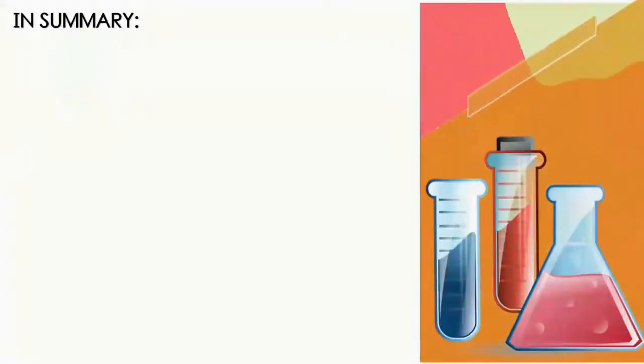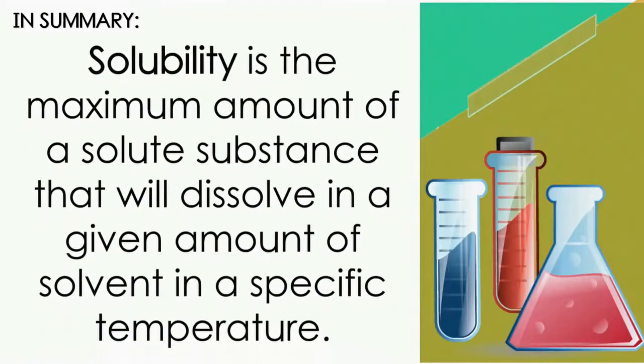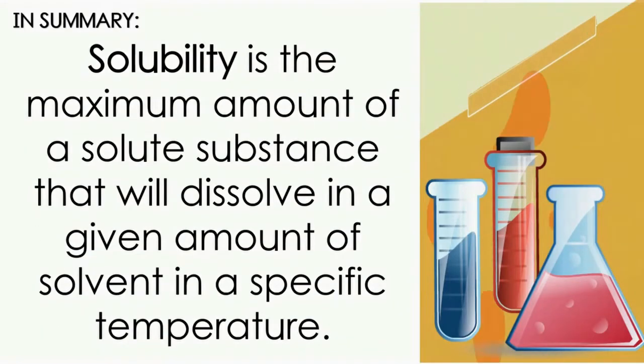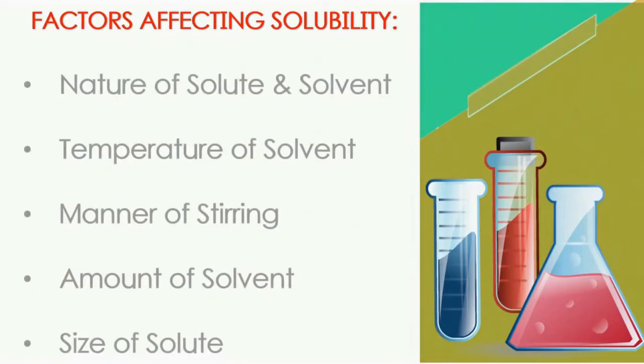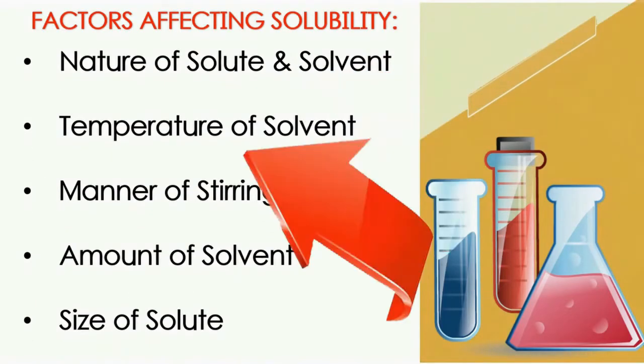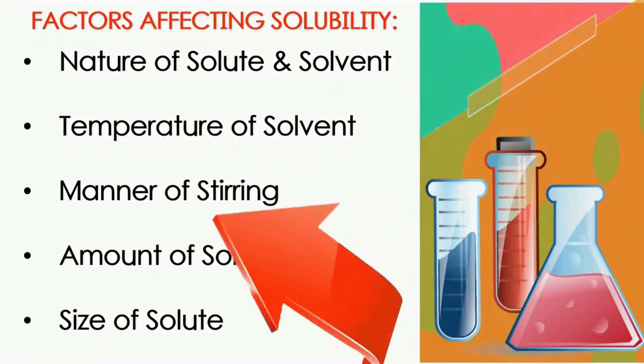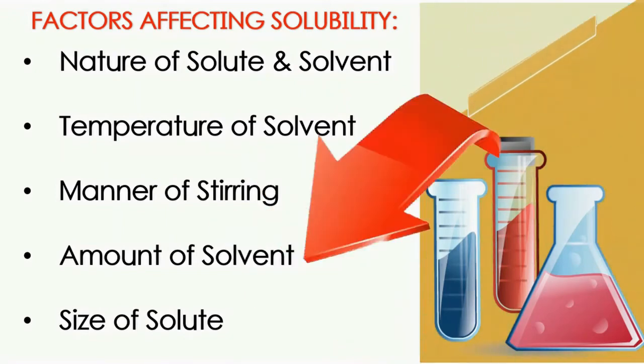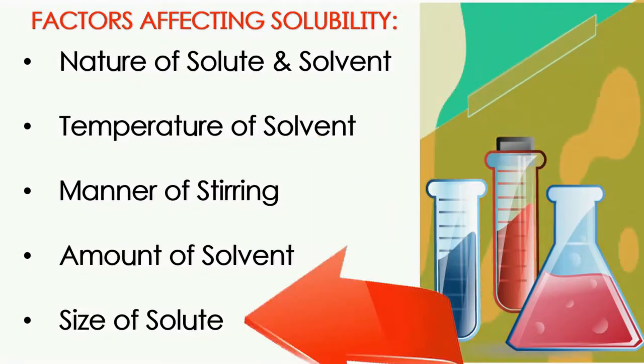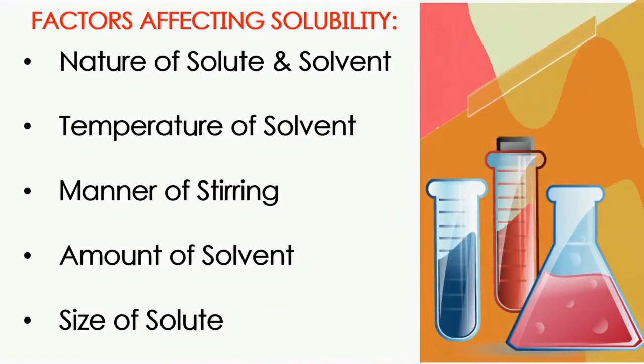In summary, solubility is the maximum amount of solute substances that will dissolve in a given amount of solvent at a specific temperature. These are the different factors that affect solubility: the nature of solute and solvent, temperature of solvent, manner of stirring, amount of solvent, size of solute. And that is all about the different factors affecting solubility.